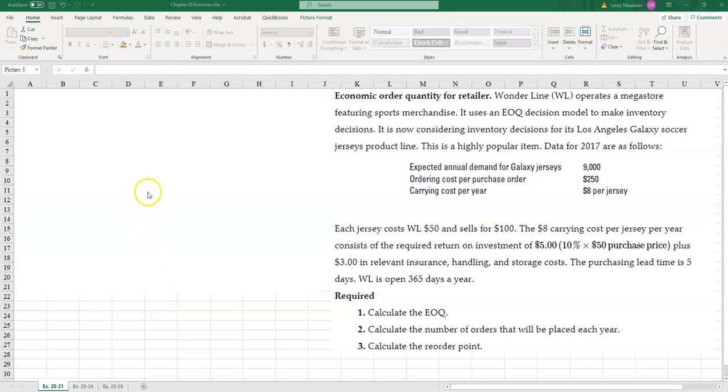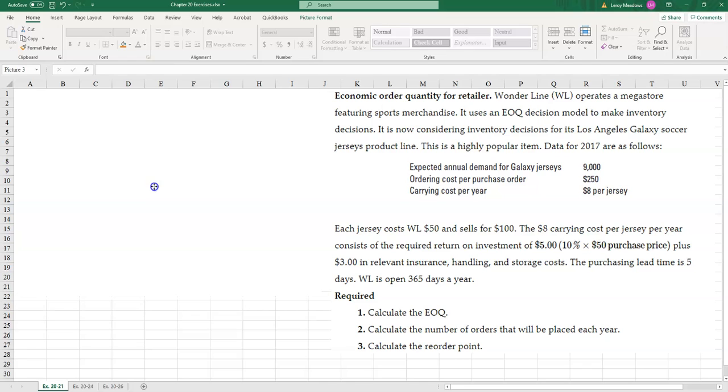If we remember from the chapter, for the economic ordering quantity, we need to know three things. We need to know annual demand, and in this case, it's 9,000 jerseys. We also need to know the cost per purchase order, and that's $250. And we also need to know the carrying cost per year per unit of inventory. We're given all three bits of information for our economic ordering quantity calculation.